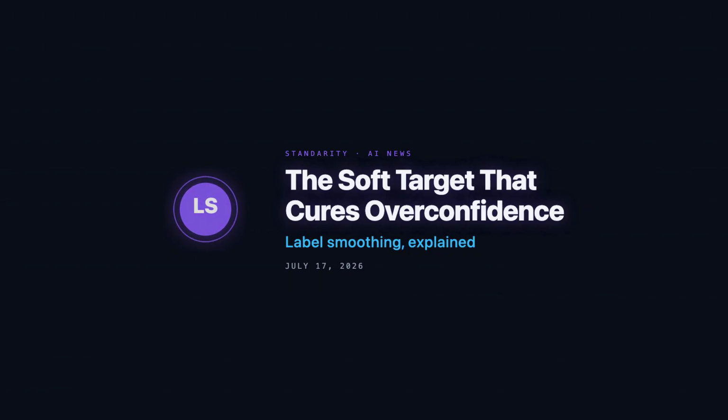Label smoothing, introduced by Szegedy and colleagues back in 2016, is a tiny change to how we phrase that answer, and it fixes a surprising amount of that overconfidence. Let's unpack exactly what it does and why it works.